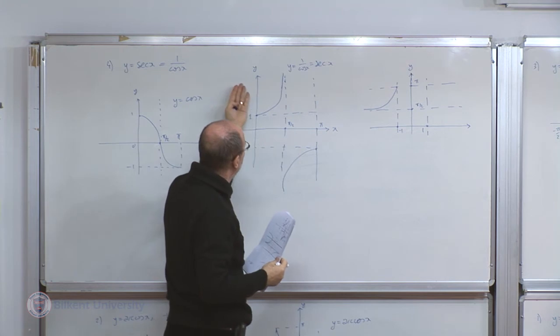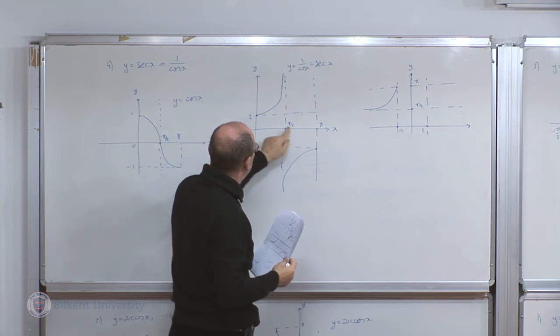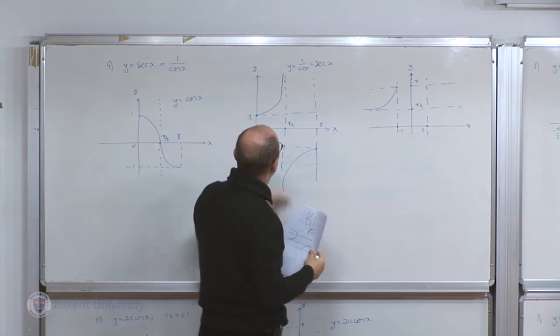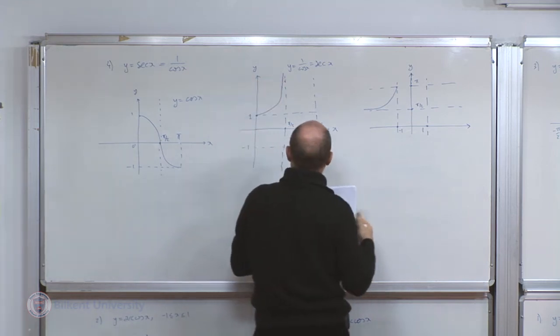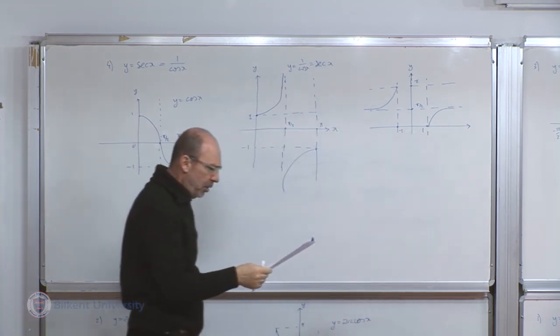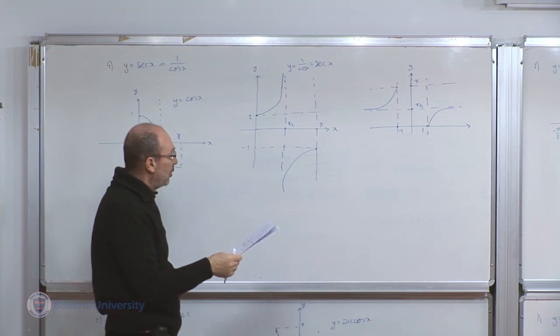And what happens to this one? It starts from, so this thing comes here. It starts from here. So this becomes the x-axis. It starts from the x-axis. It increases to this line. Okay, so it is like this. Okay, so if I'm not mistaken, this is what should happen.